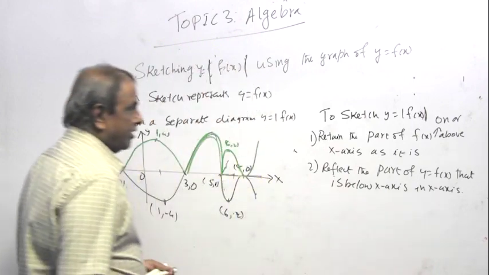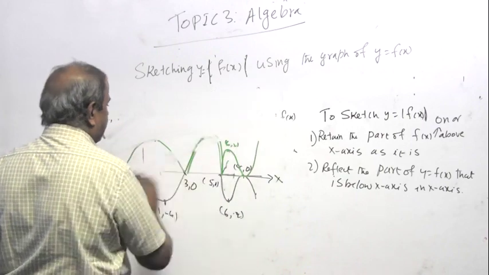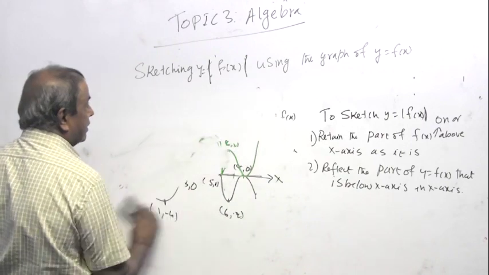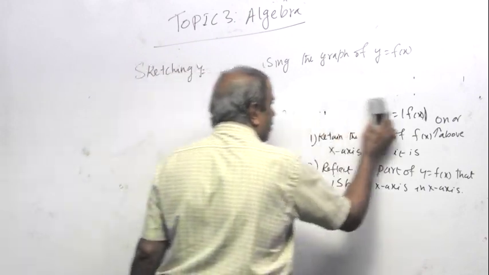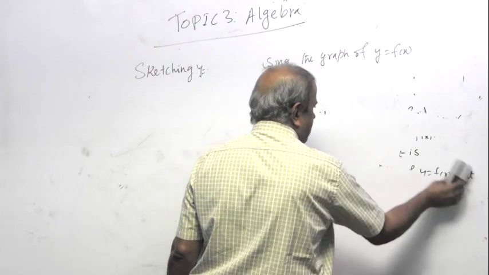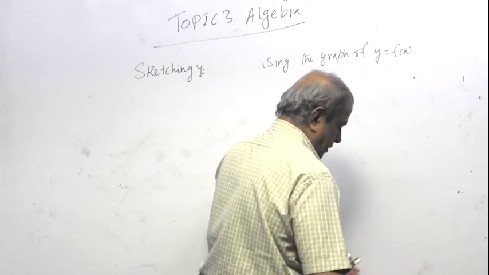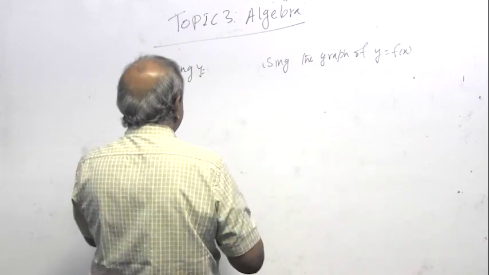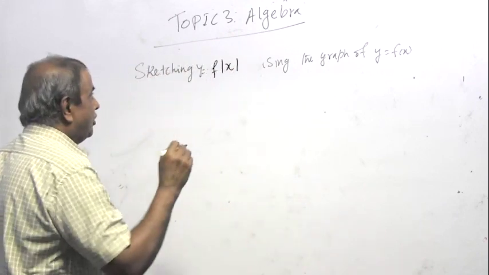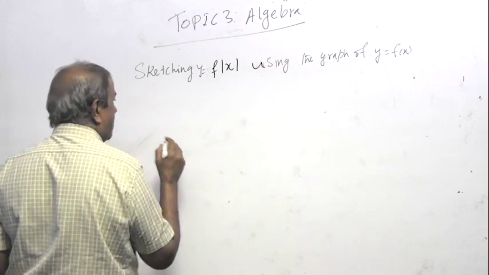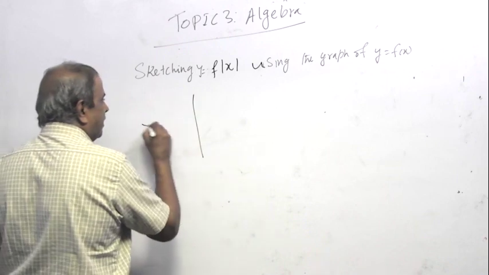points. Understood? Okay. Now I will take up another example, another transformation rather, sketching the graph of course. Again, all these things will be in the notes, so you don't have to copy any of these things. Sketching the graph of y equal to f modulus x using the graph. In other words, for example, let's understand the logic.